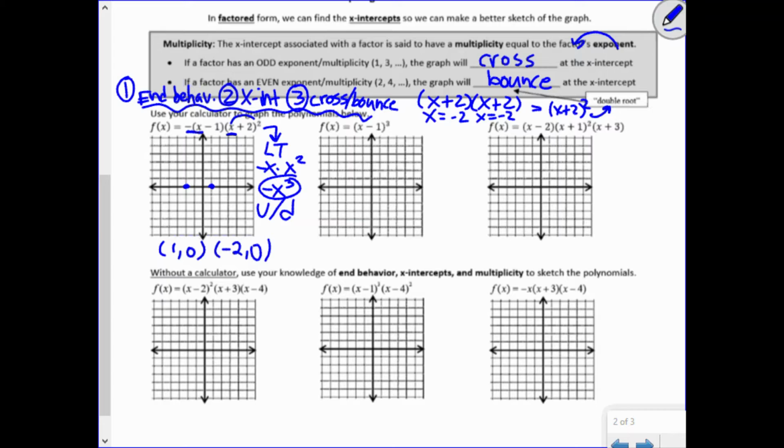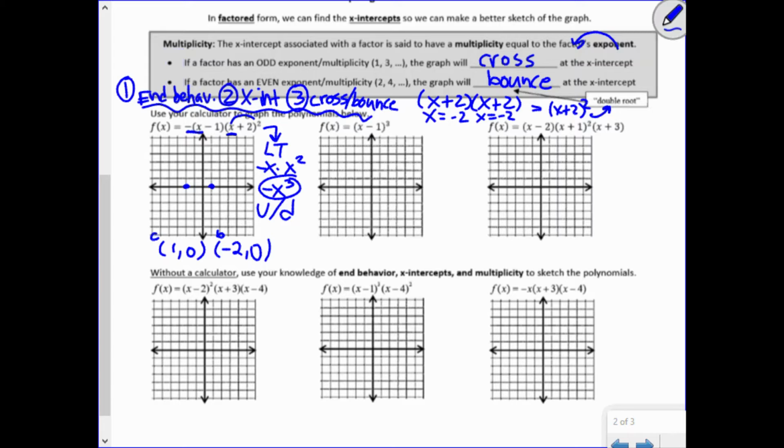Okay. So, for 1, 0, that comes from this factor. Am I going to cross or bounce through that one? Cross through this one. My negative 2 came from this factor, which has a multiplicity of 2. Am I going to cross or bounce? This one's going to bounce.